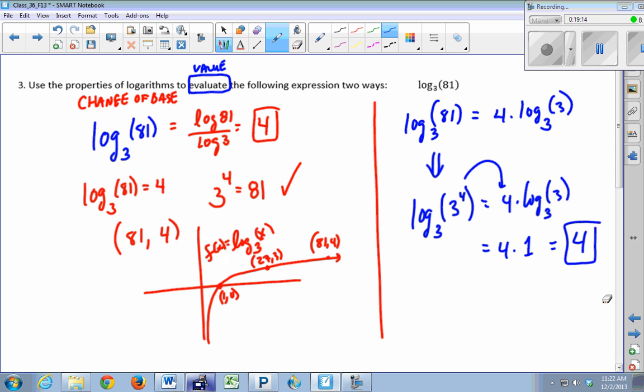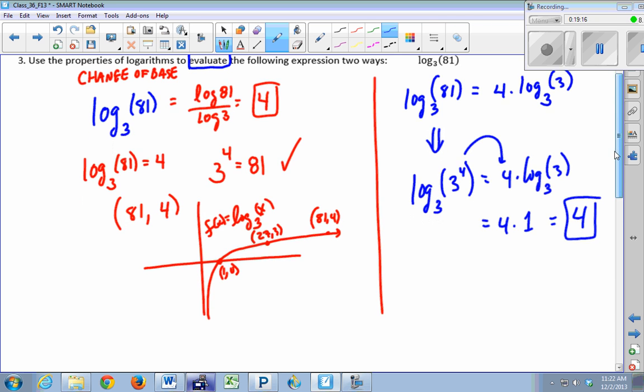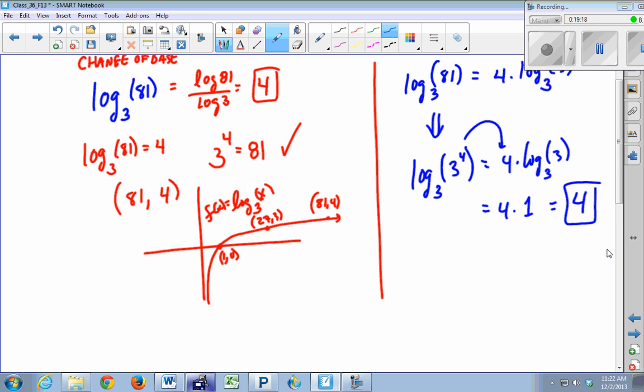Actually, can anybody think of a third way to do it, by writing 81 as a product of two numbers, where each number can be written as 3 to a power? Can anybody think of writing this another way, where the two numbers inside are 3 to some power?